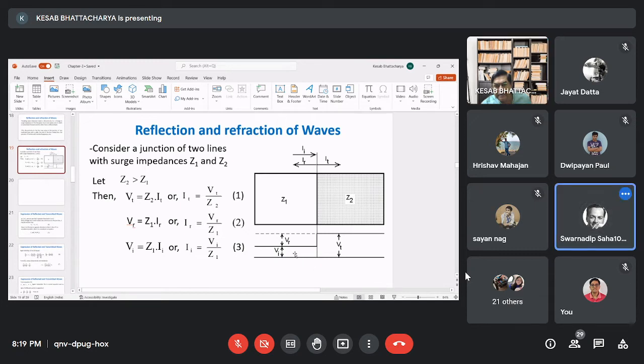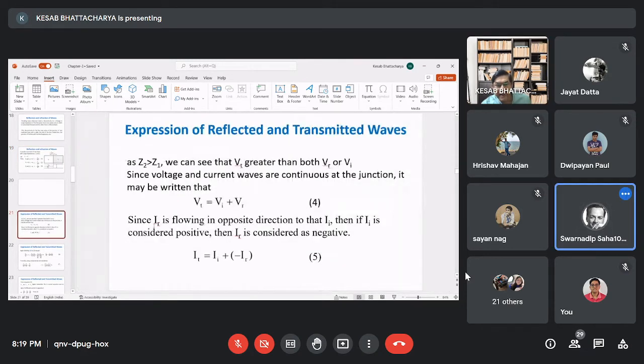Okay, sir. Vi plus Vr. Yes, that is Vt, written here as equation 4. And since Ir is flowing in the opposite direction to that of Ii, if Ii is considered positive, then Ir is considered negative. Therefore, It should be equal to Ii plus or minus Ir. Let that be equation 5.